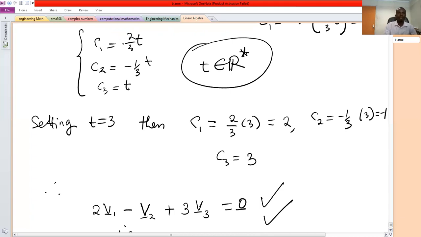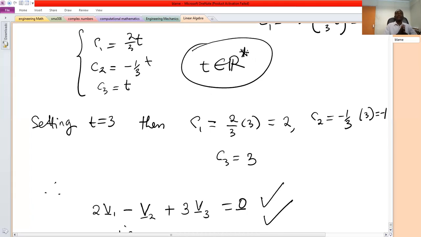Saying C1 is 2 over 3 t, minus a third t, and C3 is t. When you fix t to be 0, that will give us a case where you're saying C1, C2, C3 are 0. So to ensure that you don't have that confusion, ensure that you pick t so that it is a member of R star. R star means you take all the real numbers excluding 0, because that will bring confusion.